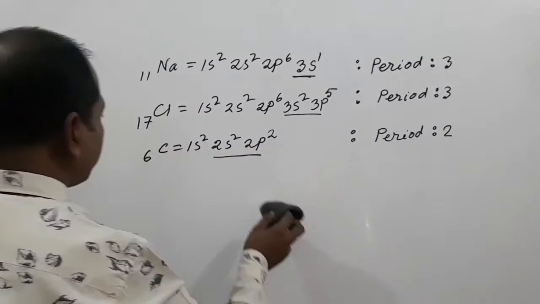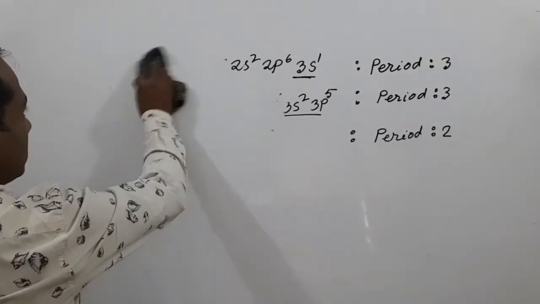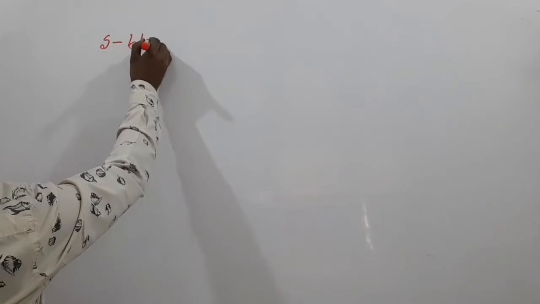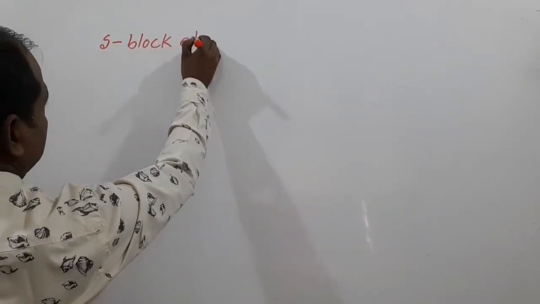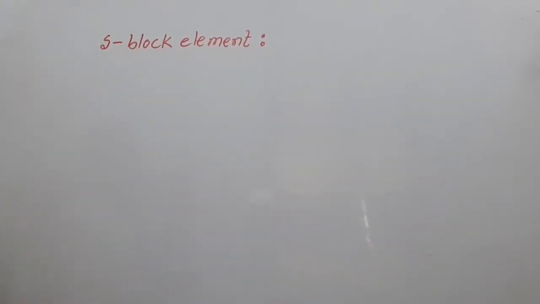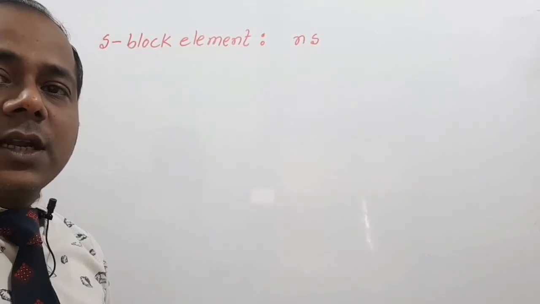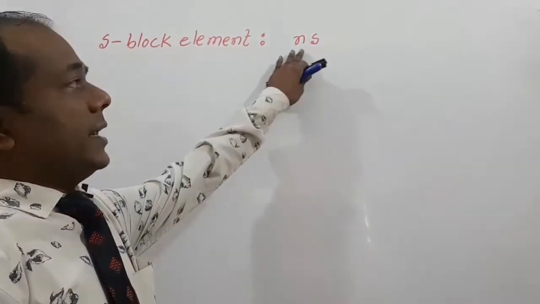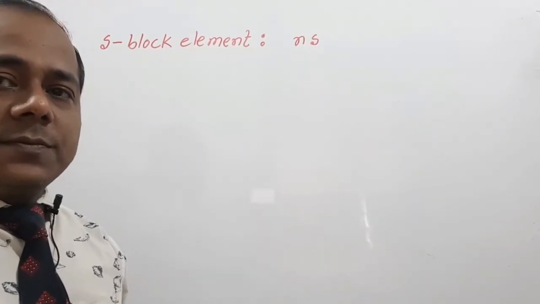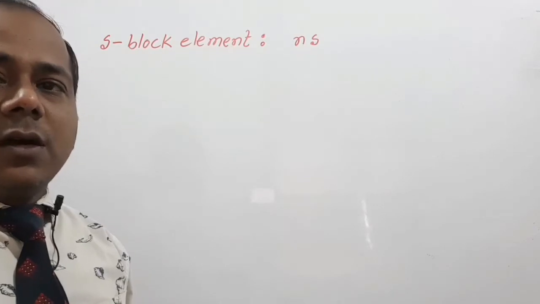Now, my dear students, we discuss how we can determine the group of elements in a periodic table. At first, the s block elements. For s block elements, the number of electrons present in the ns orbital represents the group number of that element.